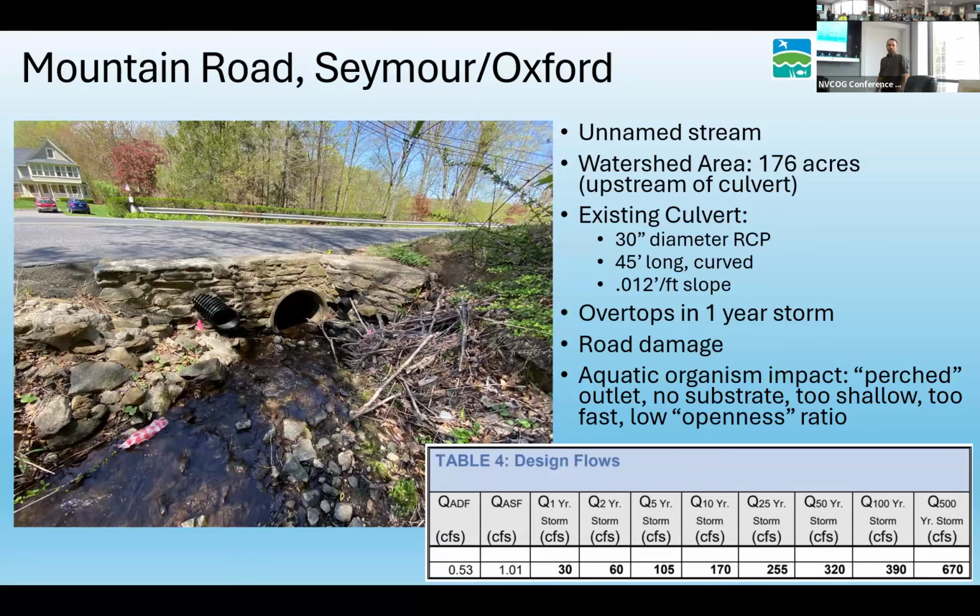And then Luke's has modeled design flows. So there's a range of flows from 30 CFS at the low end in a 1 year storm all the way up to 670 CFS in a 5 year storm.